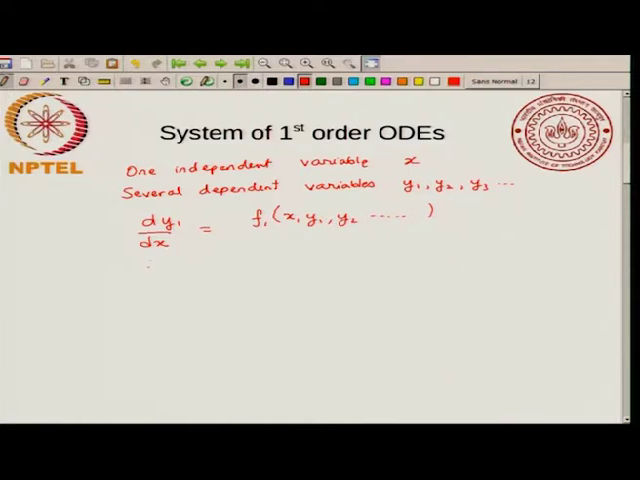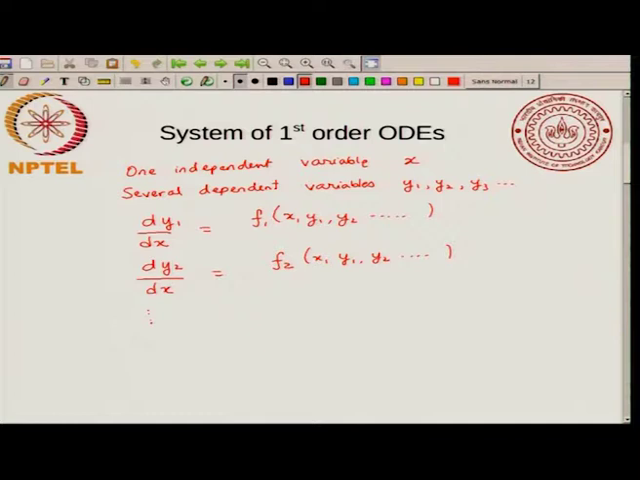So, this is one equation. Then you have dy2 by dx will be some other function f2 of x, y1, y2, and so on. You have all the way up to however many variables you have. So, this is a system of first order differential equations. What you mean is it is not just one first order differential equation, it is several first order differential equations, and that is because you have several dependent variables, but you have only one independent variable.